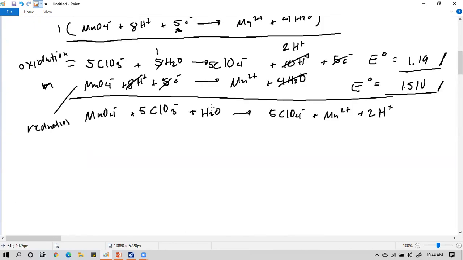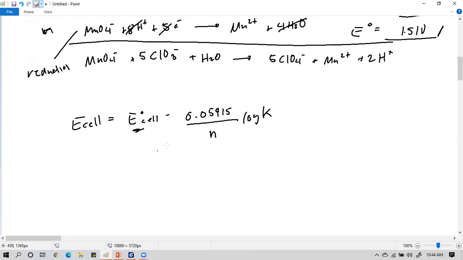Dito ngayon papasok yung Nernst equation, whereas it has a formula of E cell is equals to E naught cell minus 0.05915 all over n, times log of K. Now, pag i-expand mo yung formula, E naught cell is equals to the E right minus E left, or E positive minus E negative. So, saan ba nag-origin yan?